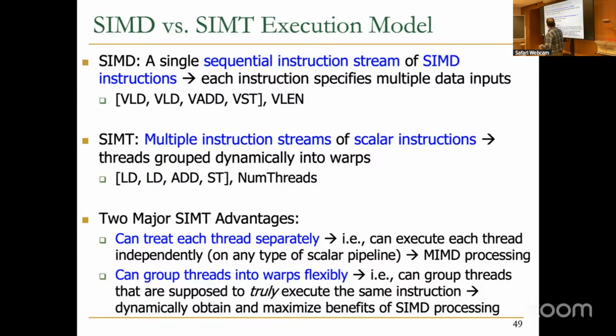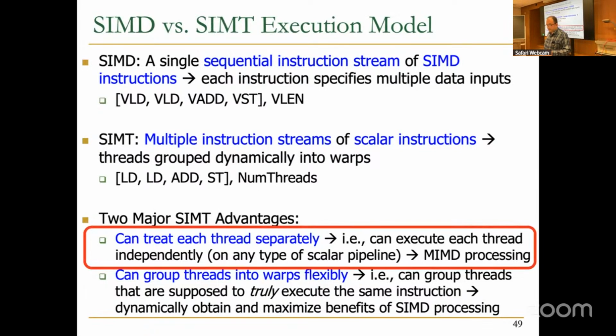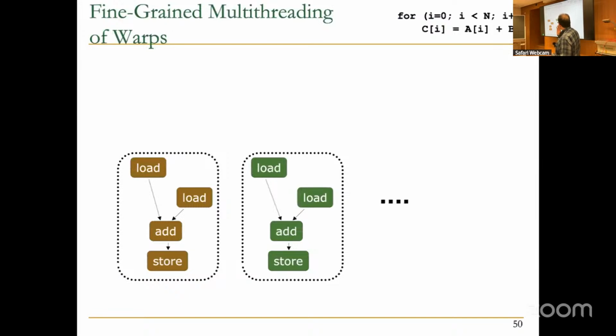And another important SIMT advantage is that we can group threads into warps flexibly. We're gonna see a lot about that later also. But let's first start with the first one. So the idea of how GPUs treat warps is something you have seen before: fine-grained multithreading, right? I think in lecture 6C, we covered fine-grained multithreading. Not warps, but fine-grained multithreading, essentially.